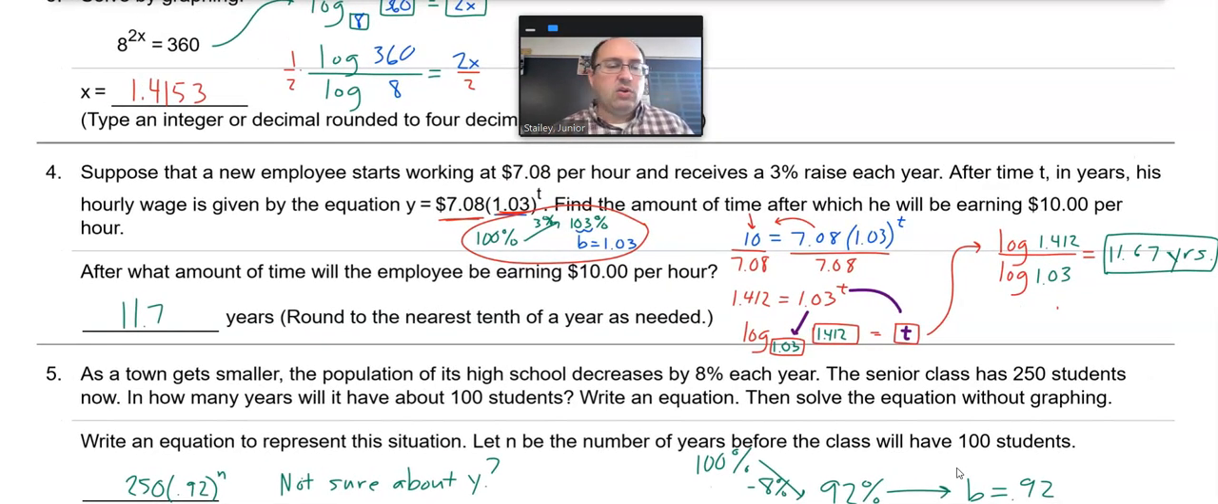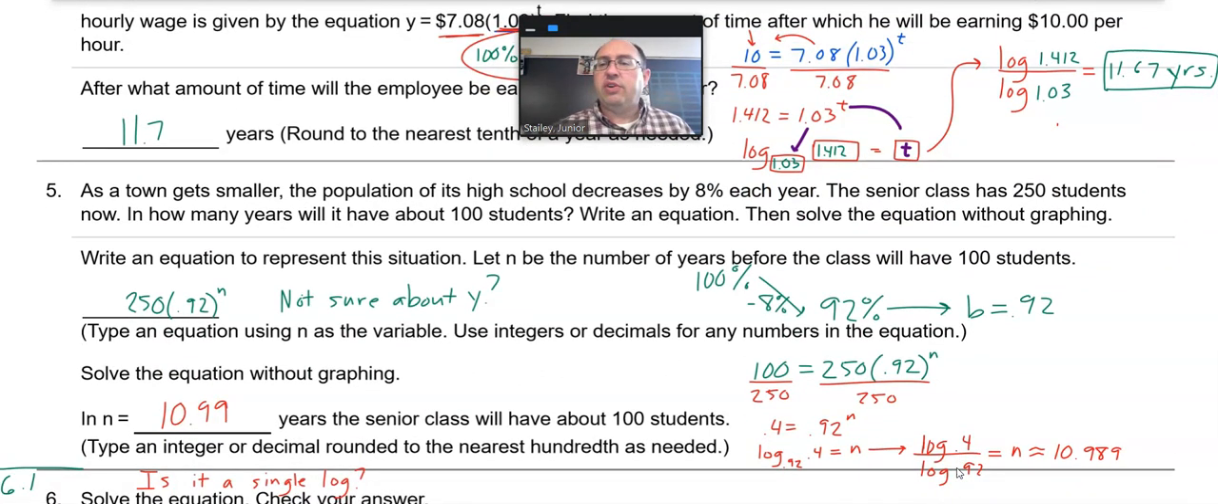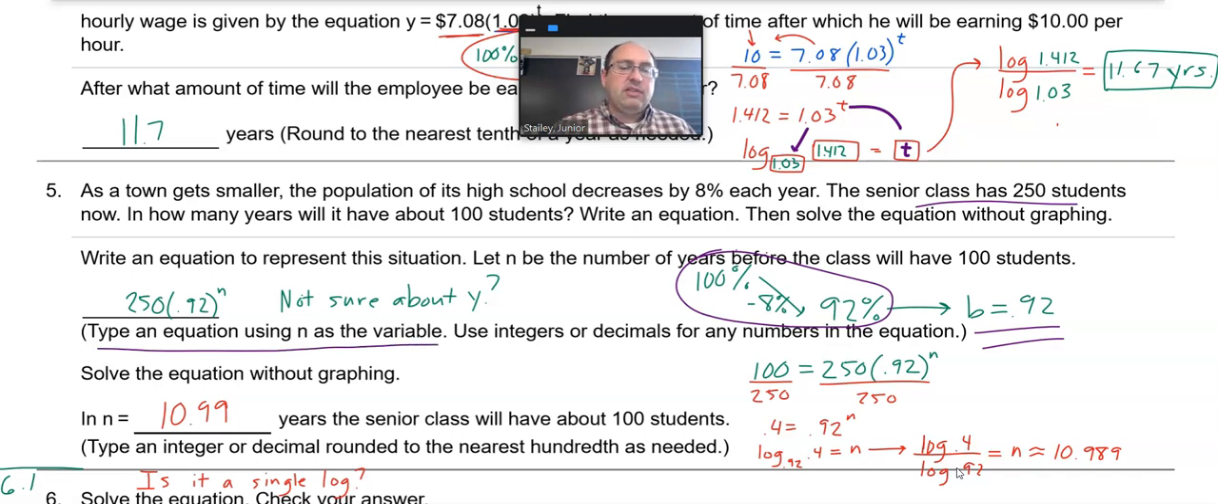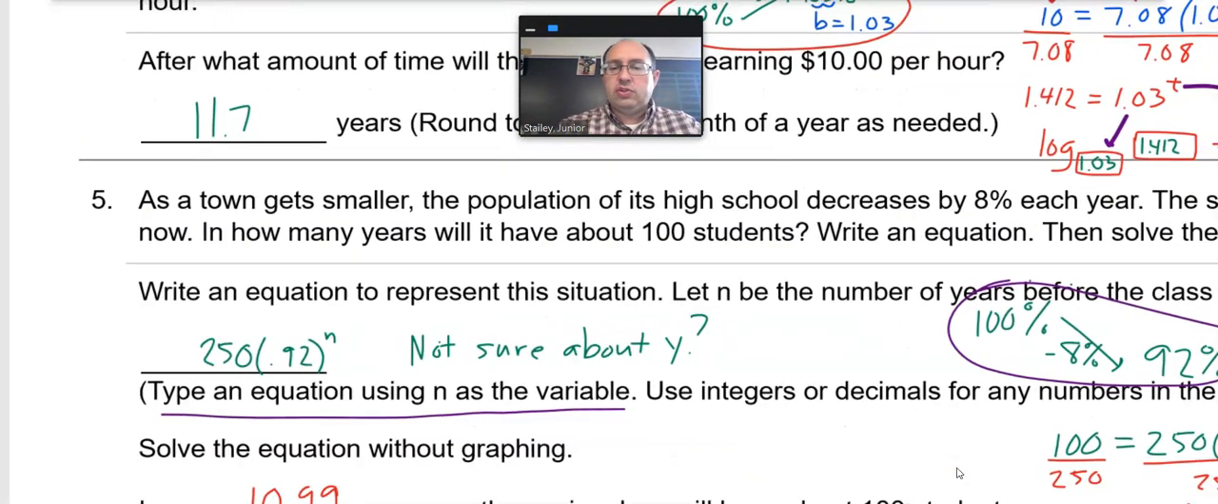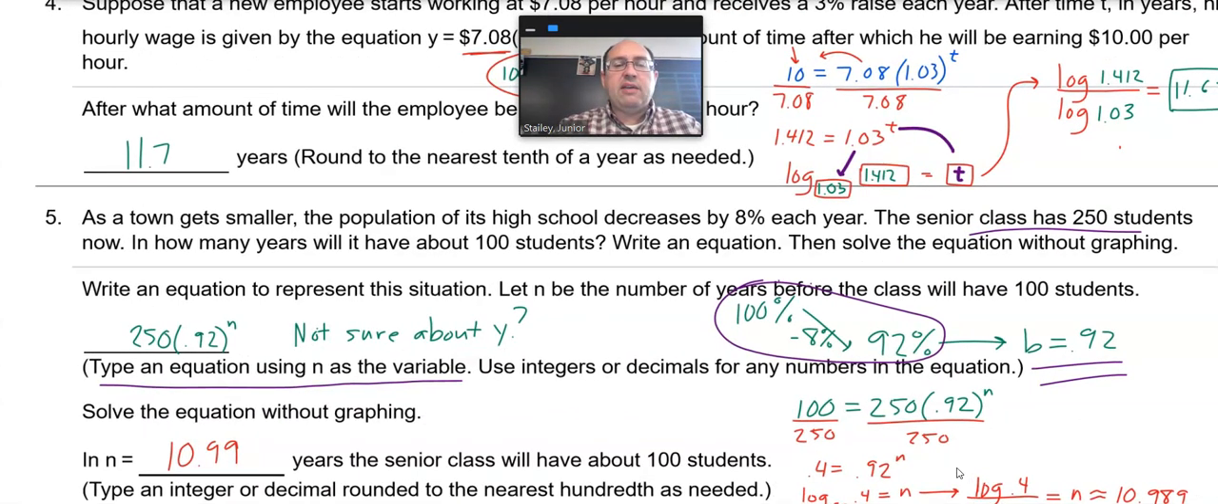Okay, question 5. As a town gets smaller, the population of a high school decreases. So now we're talking decreasing. We're starting at 100%, we're going down 8%, and we end up with 92%, which is a b value of 0.92. The senior class starts out with 250 students. Now, this says type an equation using n as the variable. I can use n as the independent variable, but I am lost. Oh, maybe, hold on. In how many years will it have 100 students?